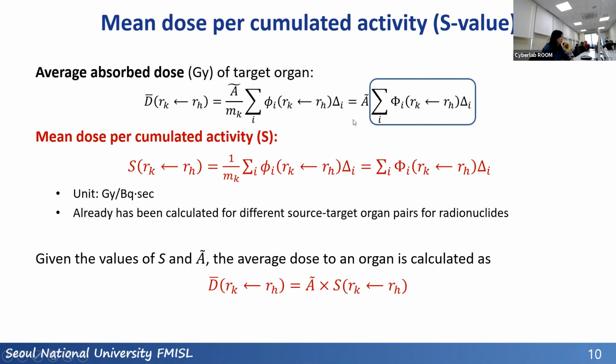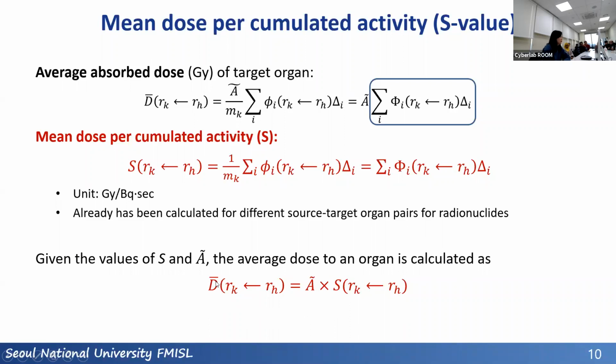So the unit becomes gray per becquerel second. It has already been calculated for different source and target organ pairs and for each nuclide. So we don't have to calculate the S value anymore because it is already provided by other groups. So we can just simply calculate the dose by multiplying the cumulative activity and the S values.